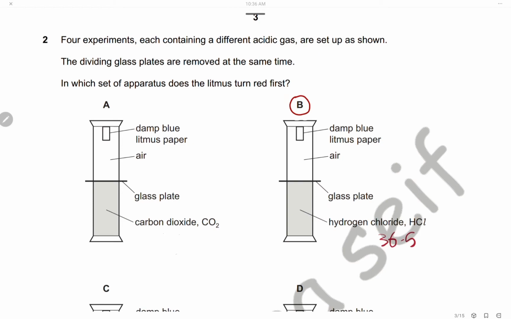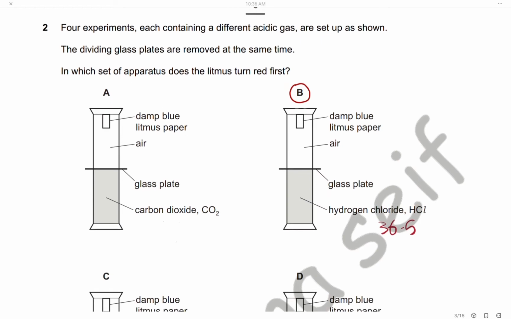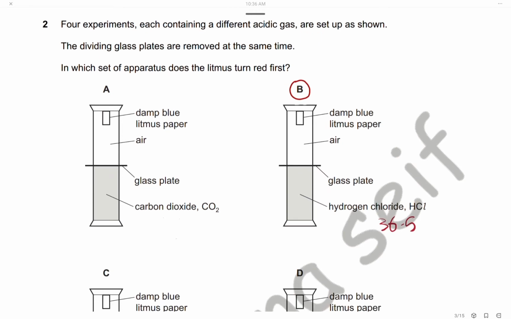Question 2. We have 4 experiments, each containing a different acidic gas. 2 measuring cylinders and the gas in the lower cylinder. The dividing glass plates are removed at the same times from all the 4 experiments. The question is, in which set of apparatus does the litmus paper turn red first?